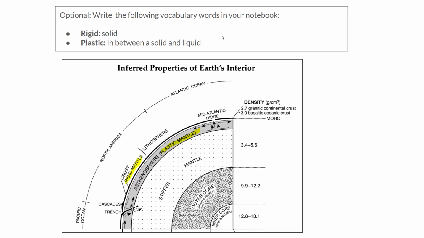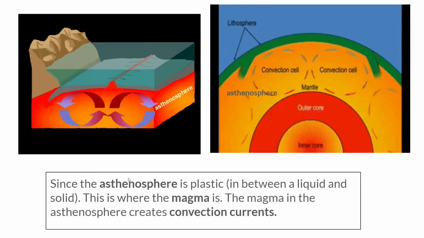So, quick vocabulary words, and it's optional for you to write this down in your notebook as well. Rigid, as you can see here, the rigid mantle is solid. Rigid means solid. And plastic means the texture is in between a solid and a liquid, kind of like a gooey, slimy almost texture. And this is what our plastic mantle is. The asthenosphere is plastic. It's in between a solid and a liquid. But right above that, the part of the mantle that's part of the lithosphere is rigid, it's solid.